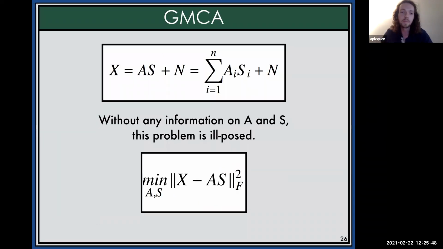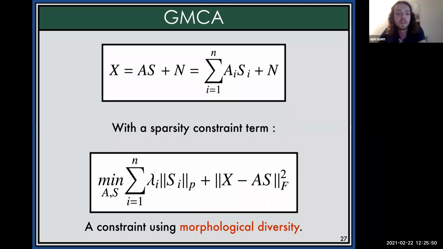So we had this problem, and now we can use a morphological diversity term that is the sparsity constraint. And as we can see, it's the sum of lambda s. It's only applied on the images. So the sparsity constraint is also only a constraint on the morphological diversity of the images, not on the spectra.